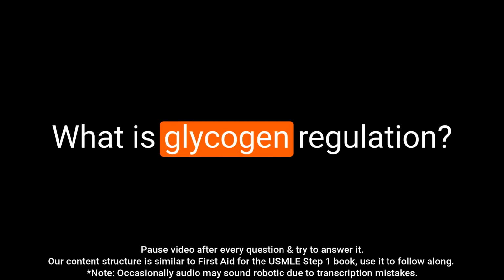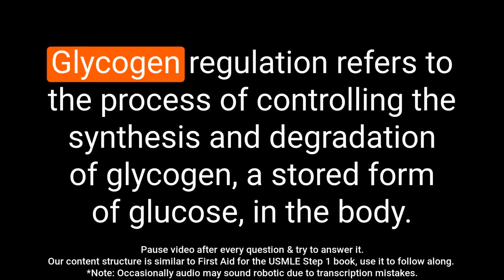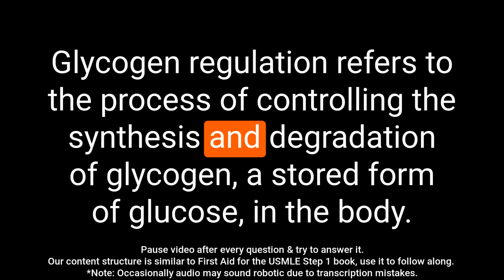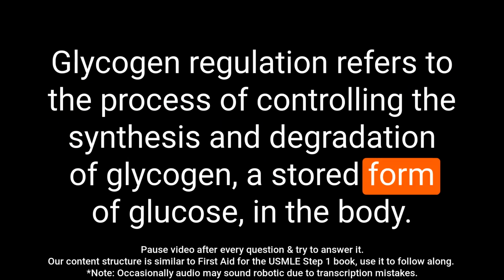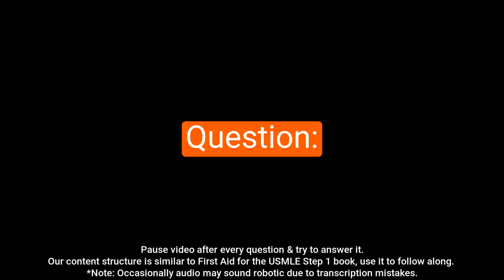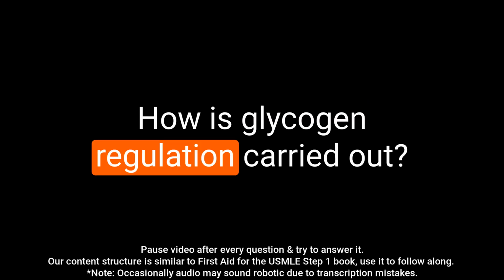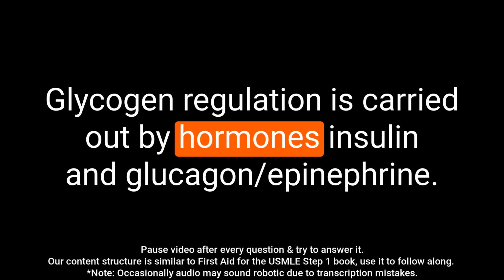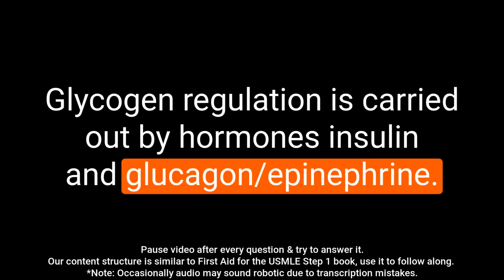Question: What is glycogen regulation? Answer: Glycogen regulation refers to the process of controlling the synthesis and degradation of glycogen, a stored form of glucose in the body. Question: How is glycogen regulation carried out? Answer: Glycogen regulation is carried out by the hormones insulin, glucagon, and epinephrine.